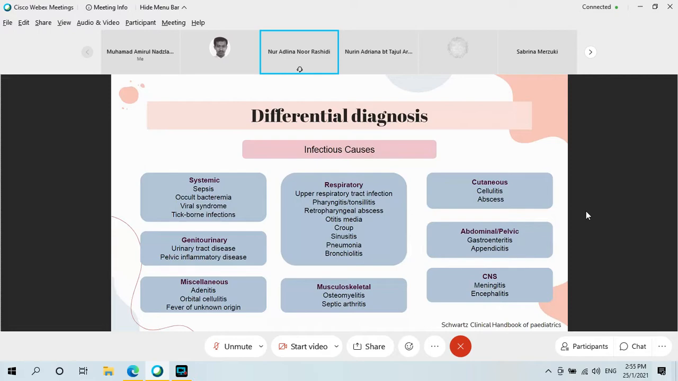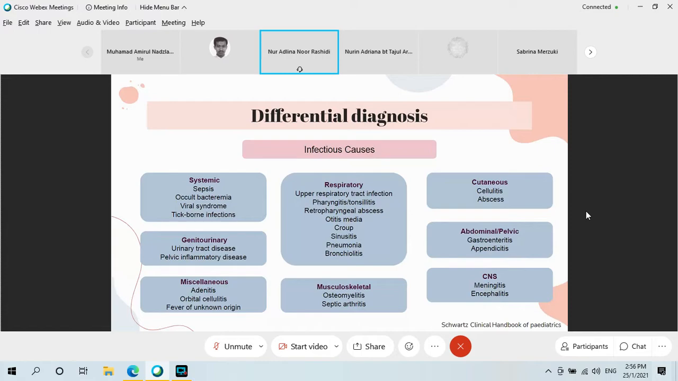And then if there is fever because of occult bacteremia, there will only be fever symptom. But this bacteremia may cause other complications such as meningitis and bone infection and more. And then tick-borne infection, like the doctor said before, like Lyme disease, so the child might present with muscle and joint pain.